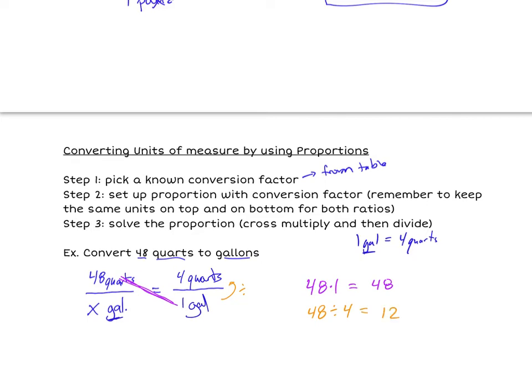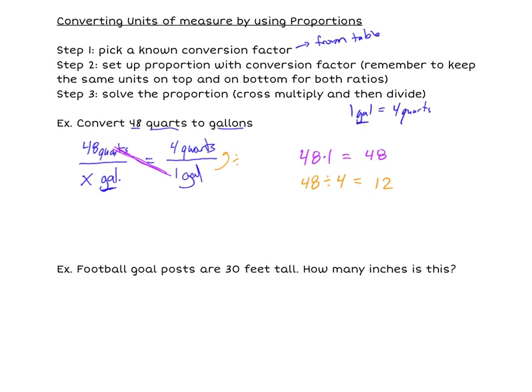12. So in this case, we got an answer of 12. So my original, I'm trying to figure out this X here. How many gallons? Well, you would have 12 gallons. So there's your final answer. So that's using proportions. Cross multiply, divide after setting it up.